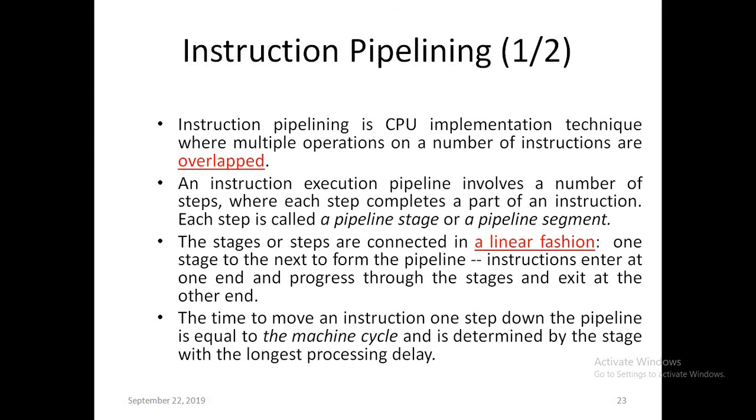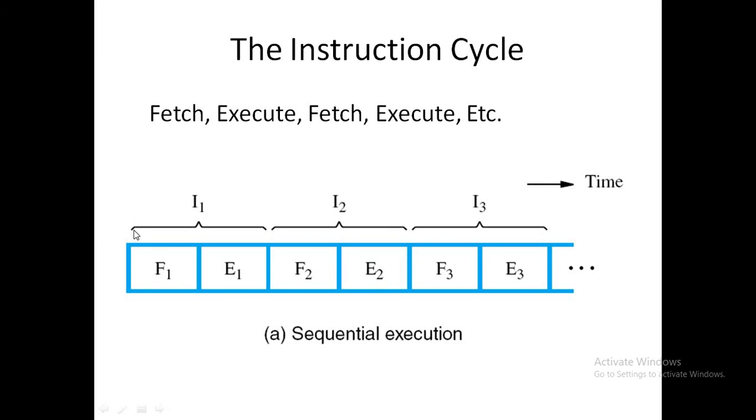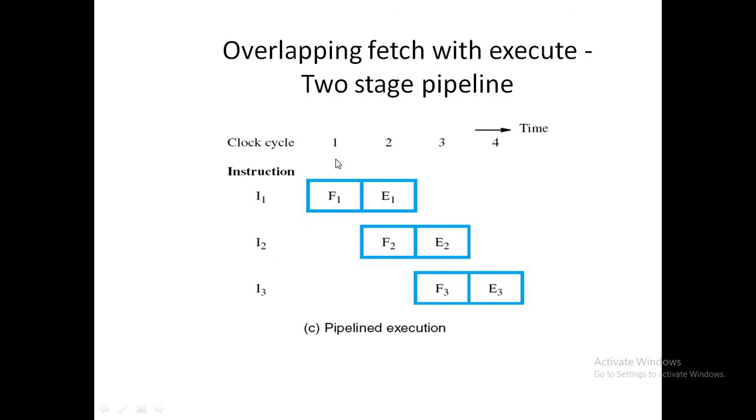Instruction pipeline. Now we are more interested in instruction pipelining in computers. Instruction pipelining is a CPU implementation technique where multiple operations on a number of instructions are overlapped. So there is overlapping of multiple operations of a given instruction. How is this done? You can see that this is instruction I1 and it consists of two, let's say, operations: fetch and execute. This is sequential execution, and the same can be parallelized like this. These are clock cycles 1, 2, 3, 4.